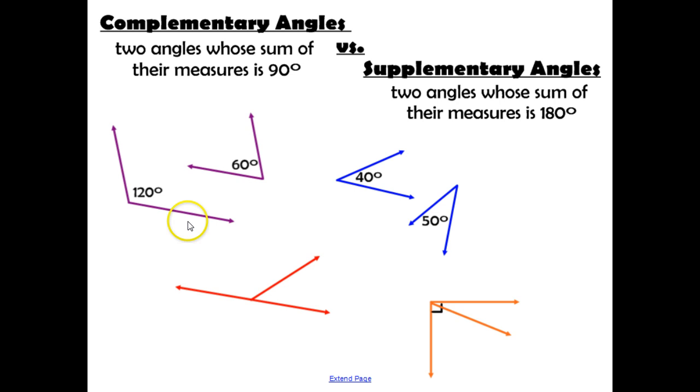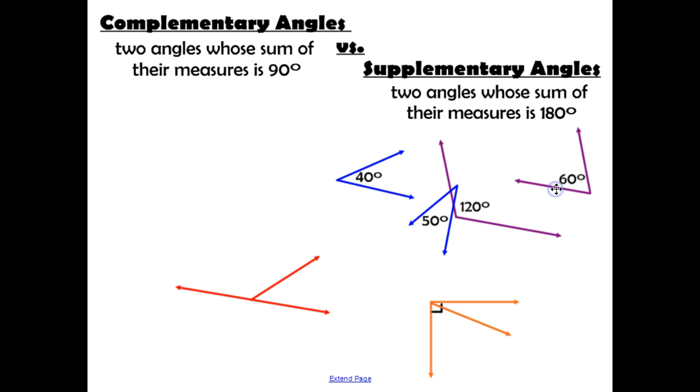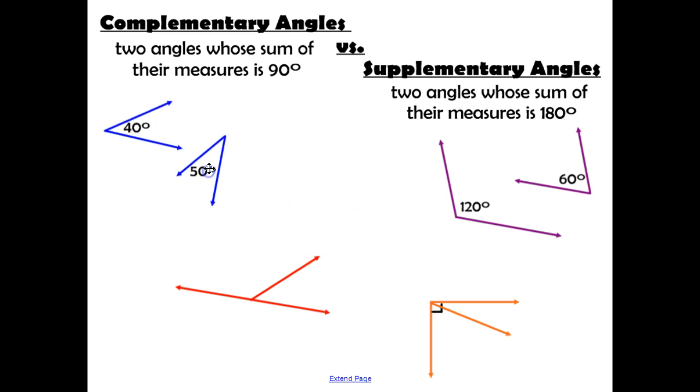So we have these different pairs of angles down here, so we just want to sort them. These purple ones, this one is 120 degrees, that one's 60. When you add 120 plus 60, you get 180. So these are an example of supplementary angles. Now these blue ones, this one's 40 and this one's 50. When you add those, you get 90. So this is an example of complementary angles.